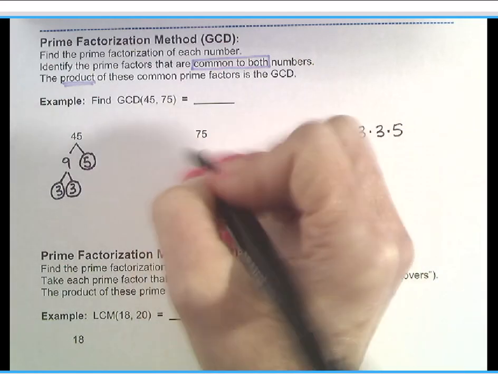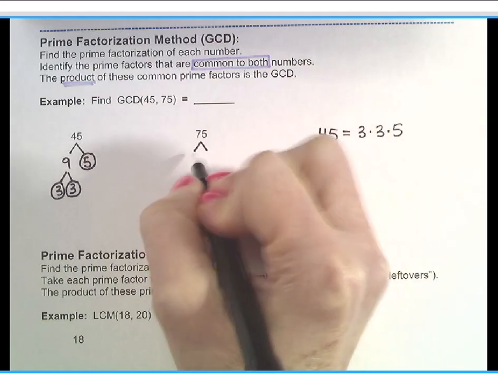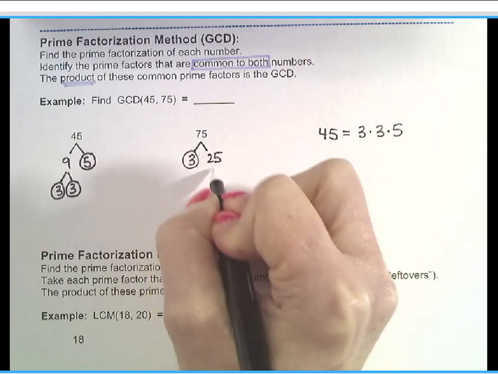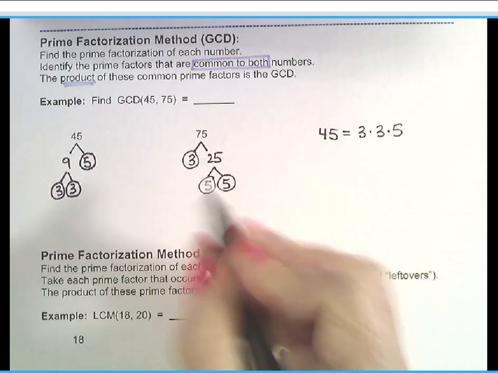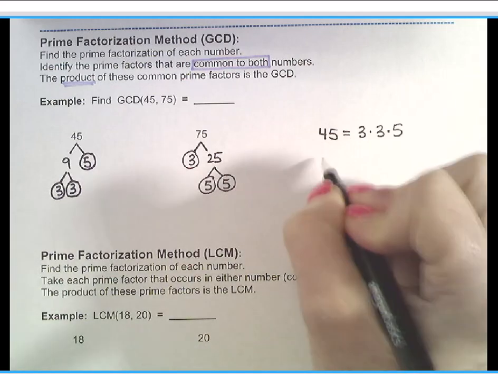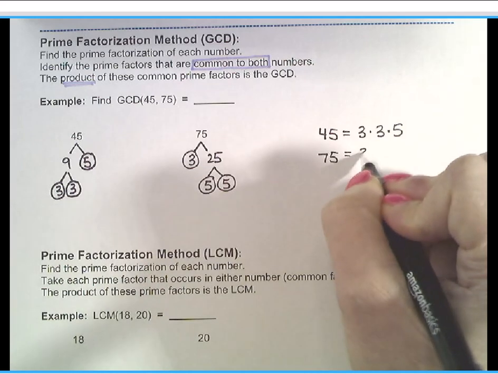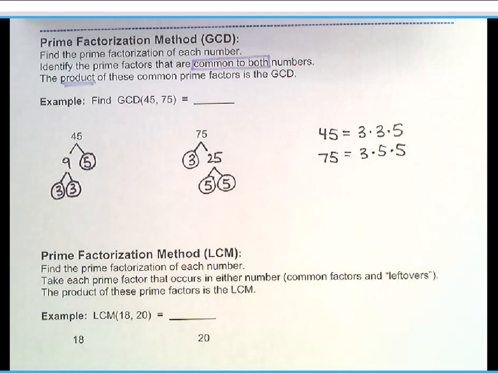I'm going to do my work on this side. Then for 75, well, it's 3 times 25. That works, right? And then 25 is 5 times 5. Lots of different factor trees you can use to come up with it. So 75 is going to be 3 times 5 times 5. You always want to put your factors in order from low to high. Also, this is going to make this go a lot easier.